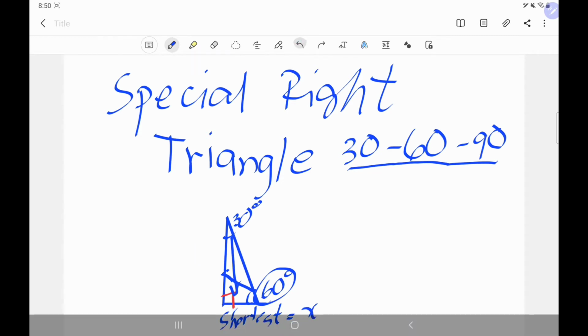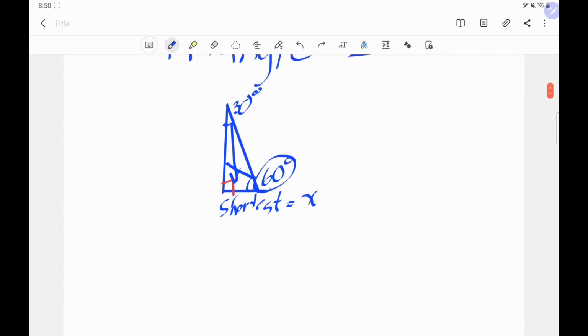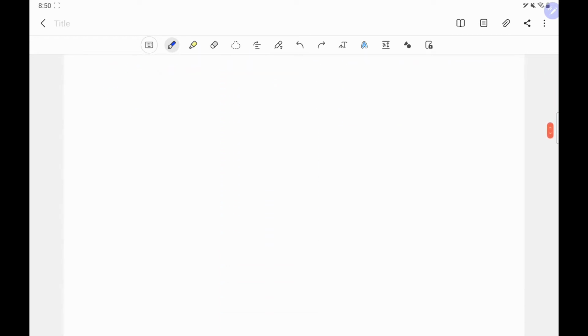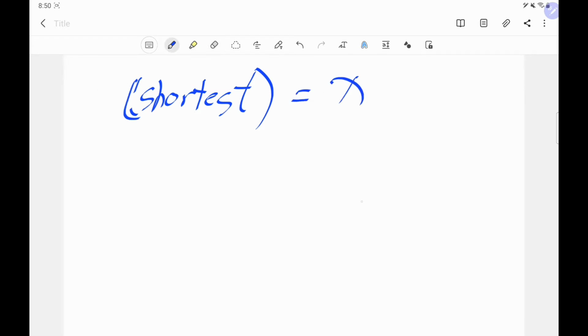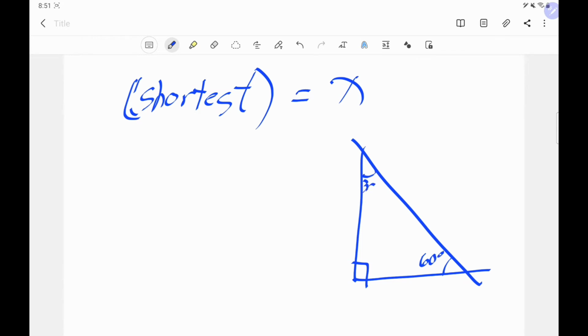Now, when we're talking about special triangles, we actually don't need a calculator for this one. All we need to do is remember 2 points to solve for x, or the shortest side. For example, given is the shortest side. Let's say your shortest side is x. This is your 90 degrees, this is your 60 degrees, and this is your 30 degrees here. And then the shortest side, let's say this is your 2.